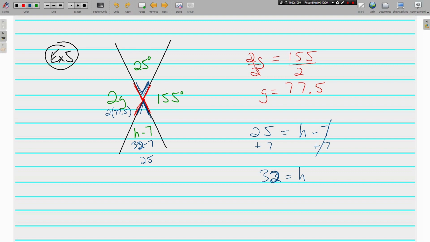Okay, so this is just using angle relationships to solve equations about different angle problems. If you have questions about any of them, write them down, and we will see you soon.